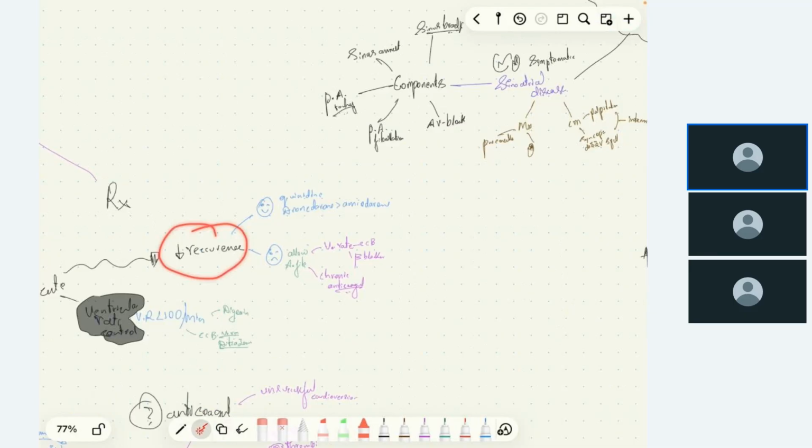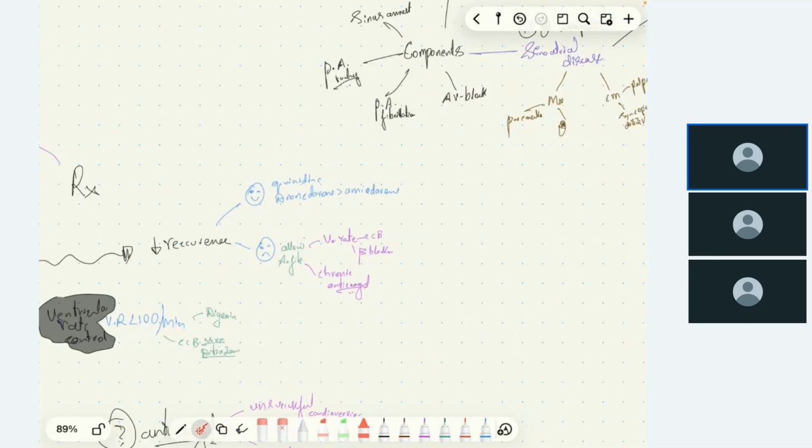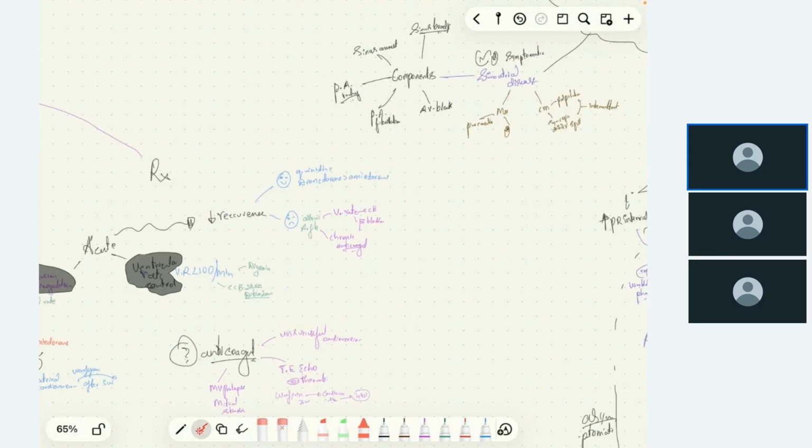When we do cardioversion, if the rhythm and rate of the patient is controlled adequately, we can put the patient on oral therapy like quinidine or dronedarone, more than amiodarone because it's associated with fewer complications. If the patient has had successful cardioversion, we will give quinidine or dronedarone to the patient.